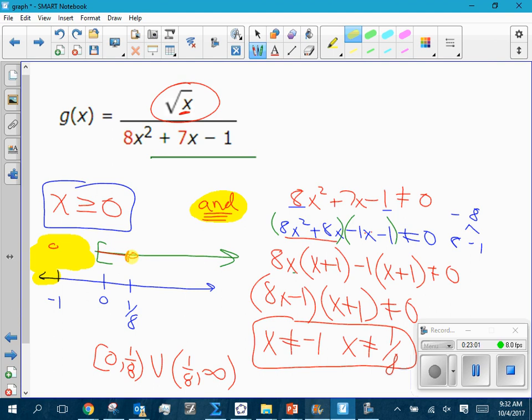If you plug in that number right there, the top is going to be okay. Square root of 1/8 is okay. You can do that. But I'm going to have the square root of 1/8 divided by 0. Can I do that? No. Okay? So that's why I have to have both pieces of criteria true. Because if it works up here, it may or may not work here. But if we use the and idea, if it's going to work up here, it will work down here. If it doesn't work up here, it's not going to work down there either.